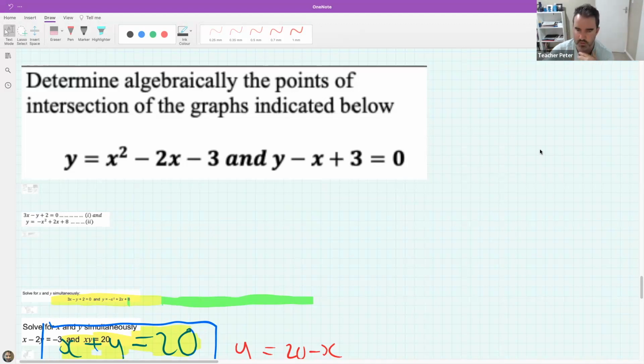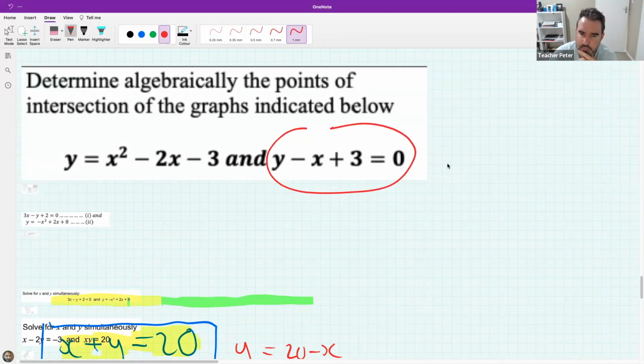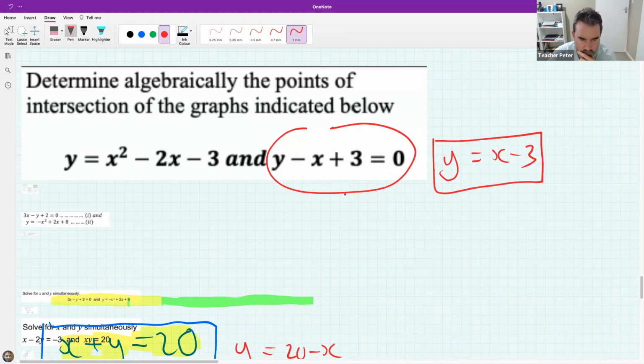Okay, let's have a look here. So I would work with this one, and I would make it y equals x minus 3, and then I would sub it into that one, equals that. See if you can go from there.